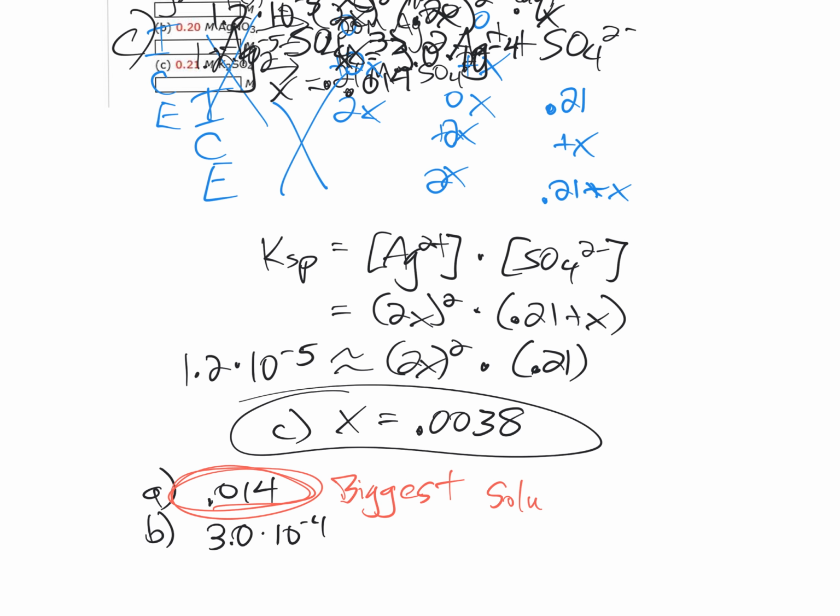Now, why would that be? In parts B and C, we had solutions that had common ions with the salt in question to begin with. So the common ion effect is to reduce solubility. If you start with a solvent that does not have a common ion in it, like water, then you're going to get the biggest solubility possible.